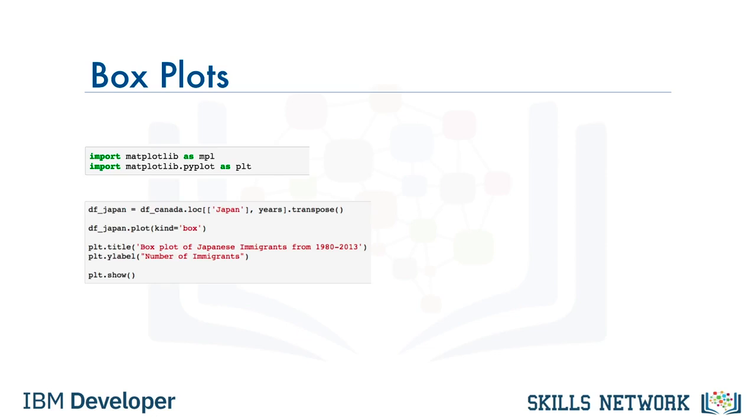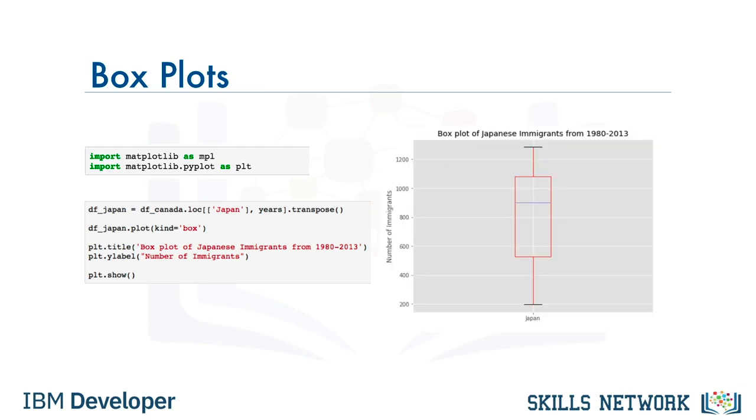Then we transpose the resulting data frame to make it in the correct format to create the box plot. Let's name this new data frame df_Japan. Following that, we call the plot function on df_Japan and we set kind equals box to generate a box plot. Then, to complete the figure, we give it a title and we label the vertical axis. Finally, we call the show function to display the figure. And there you have it. A box plot that provides a pleasing distribution of Japanese immigration to Canada from 1980 to 2013.